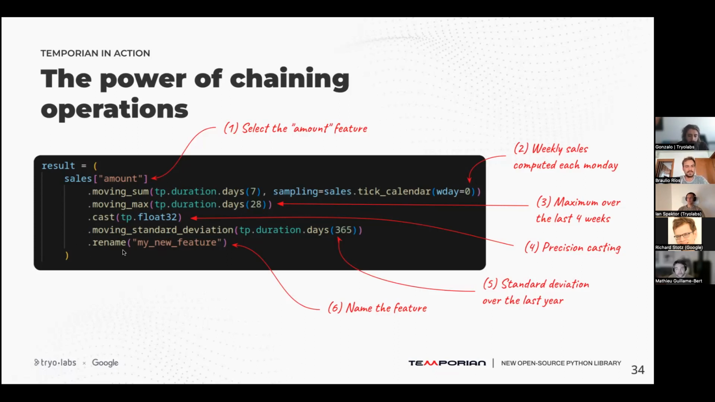So the idea here is that with Temporian and with chaining, you can write relatively complex programs in just a few lines. And what's important here is that those programs are quite easy to read. Next slide.